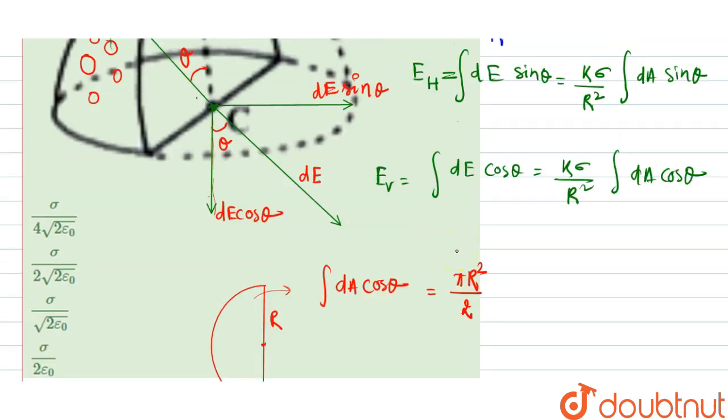So from here we can evaluate that in the vertical direction, EV equals the integral of dA cos theta times k sigma divided by r square, and this is pi r square divided by 2. So r square will get cancelled out, and we get k into sigma pi divided by 2.